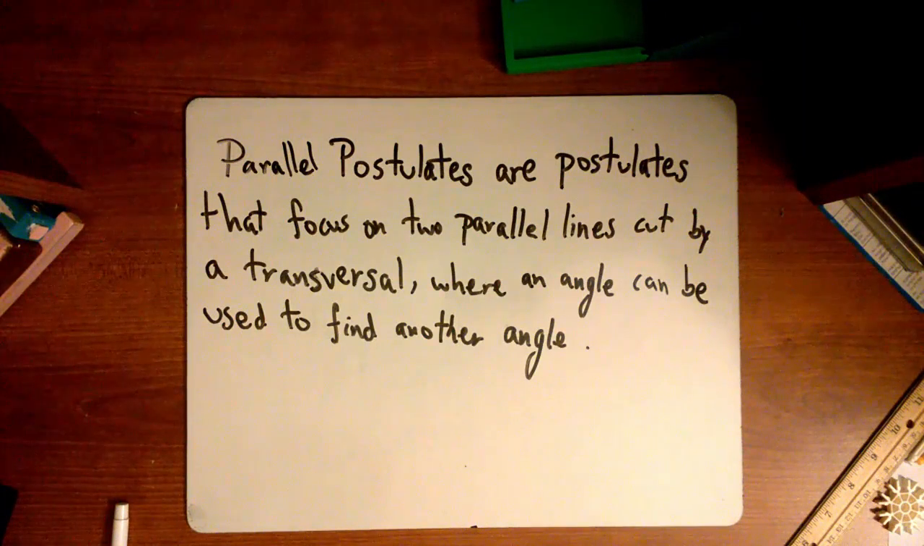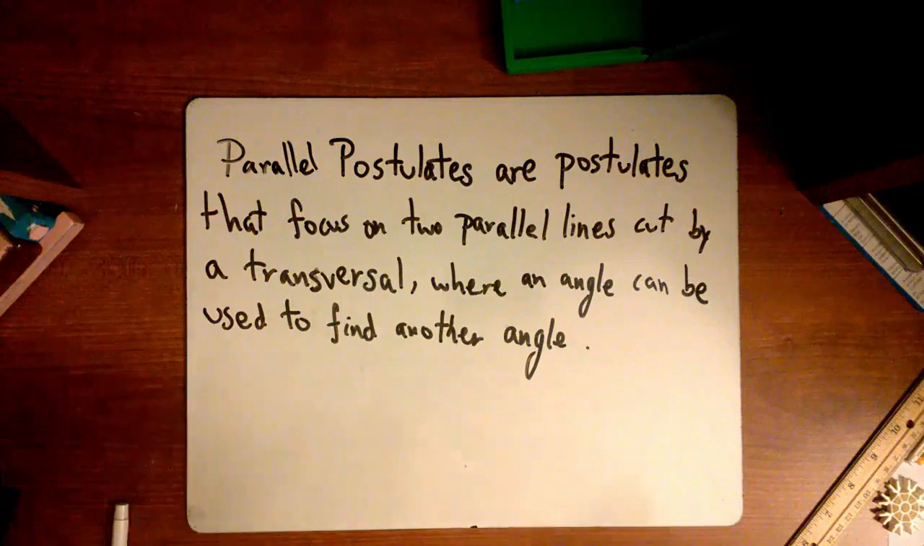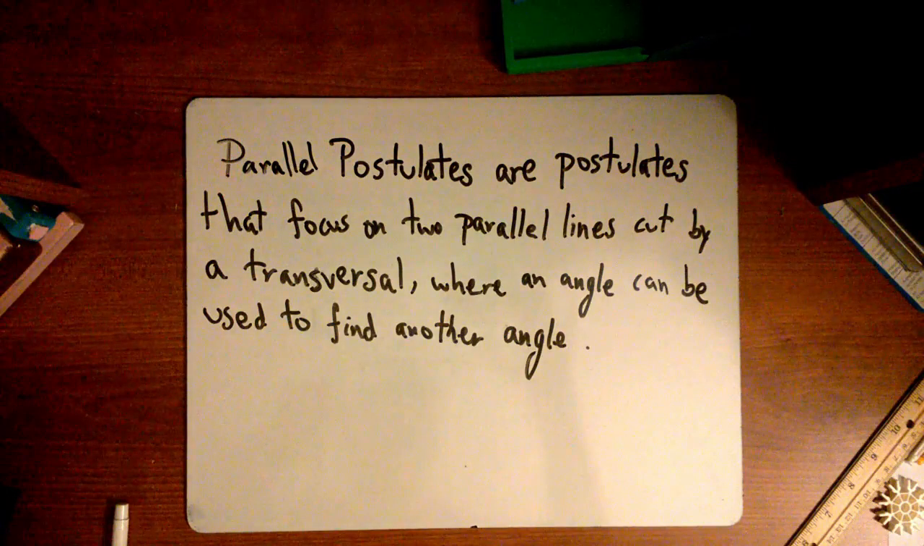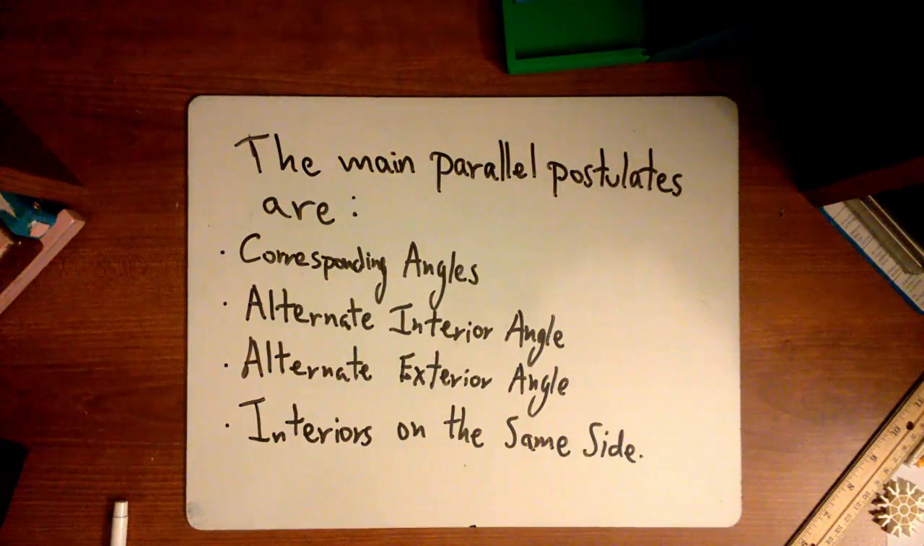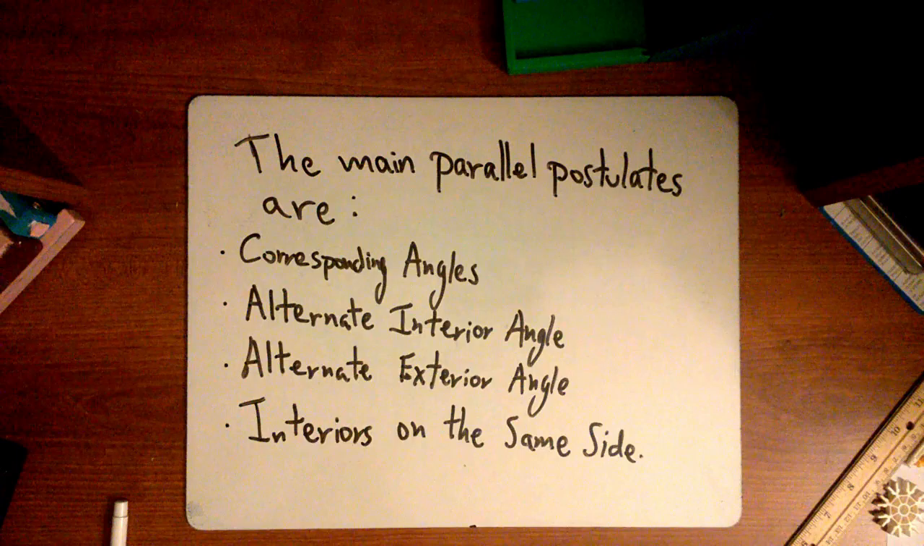Today we're going to go over parallel postulates. Parallel postulates are postulates that focus on two parallel lines cut by a transversal, where an angle can be used to find another angle. The main parallel postulates are corresponding angles, alternate interior angles, alternate exterior angles, and interiors on the same side.